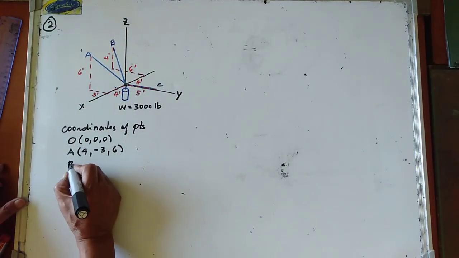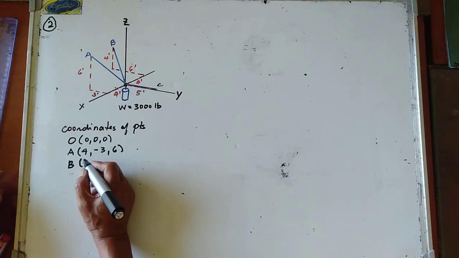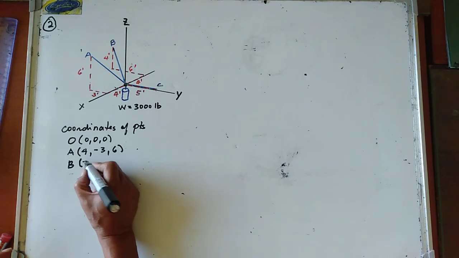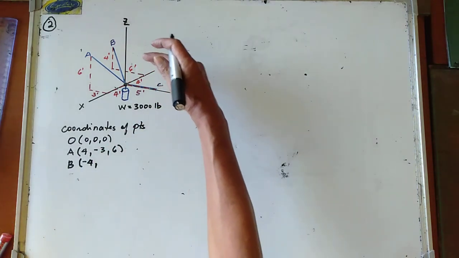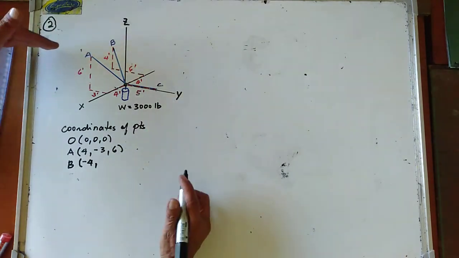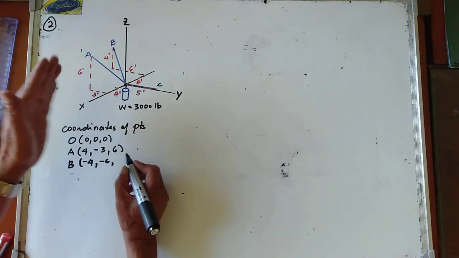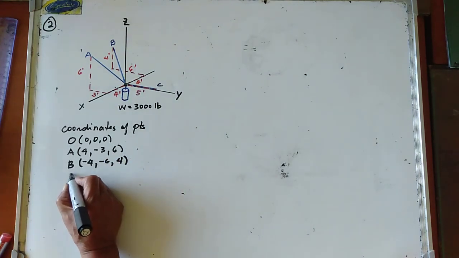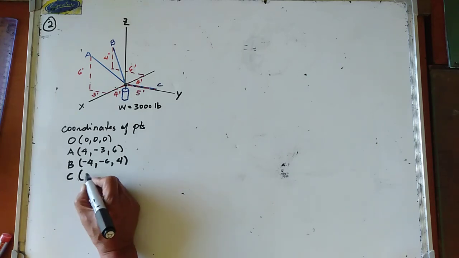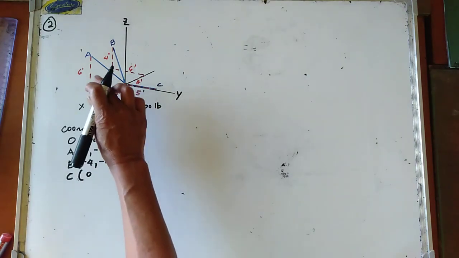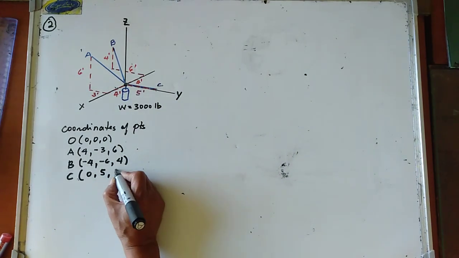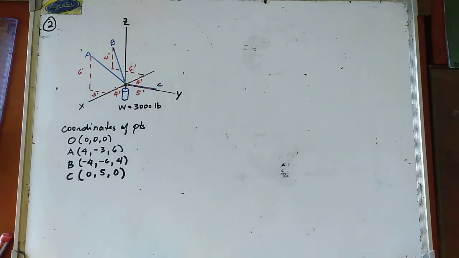And then for point B, the coordinates of point B are, we now have minus 4, so that is going back. And then your y is negative 6. And then your z is positive 4. Now, we have the coordinates of point C. Your x is 0. Your y is along the y-axis, so your y is positive 5. And your z is equal to 0.